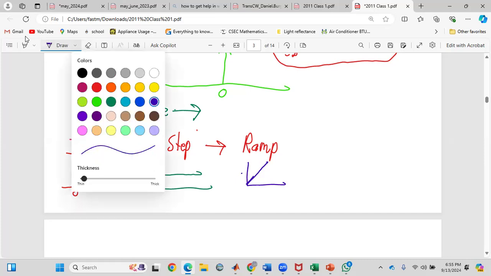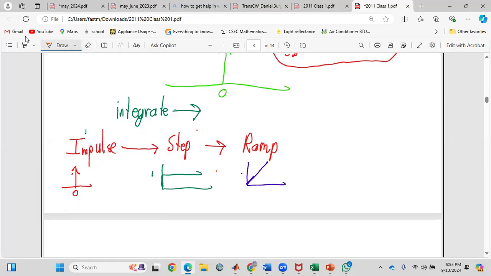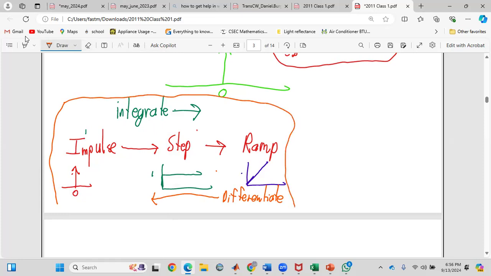Something cool. And then same thing if it was to go in the opposite direction. If you're going in the opposite direction, you'll be differentiating, right? So if you differentiate a ramp, you get a step. If you differentiate a step, you get an impulse. And I saw the channel gives you questions. When you're told to integrate a function or differentiate a function, you just have to know: if I integrate an impulse, I'm going to get a step. If I integrate a step, I get a ramp. If I differentiate a ramp, I'll get a step. If I differentiate a step, I'll get an impulse.